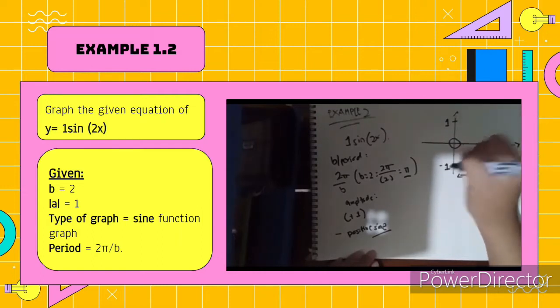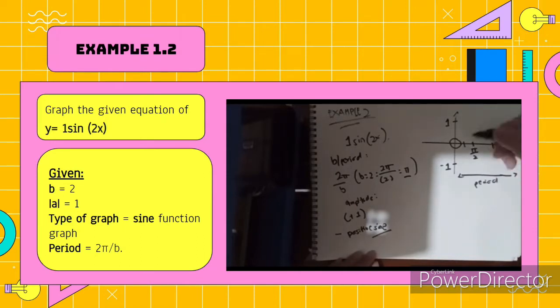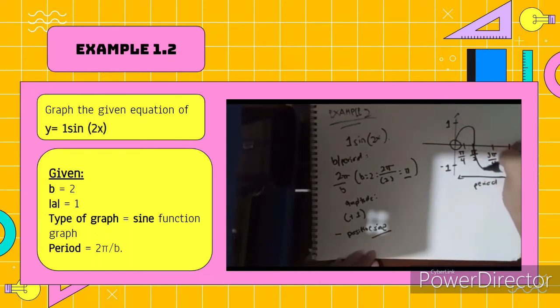The end of the cycle is pi, and half of pi is pi over 2. This is the end of the first wave from the origin up to the midline. Then halfway between pi and pi over 2 is 3 pi over 4, and half of pi over 2 from the origin is pi over 4. As a result, the given equation is graphed like this as a positive sine function.